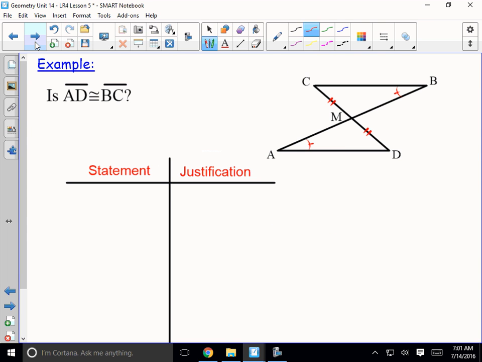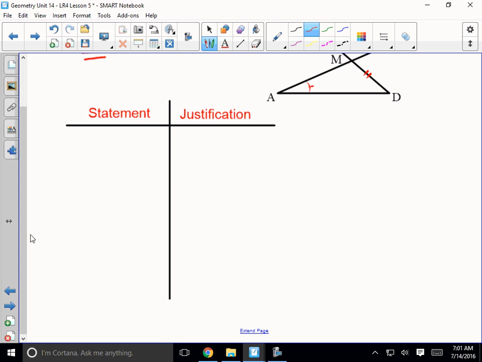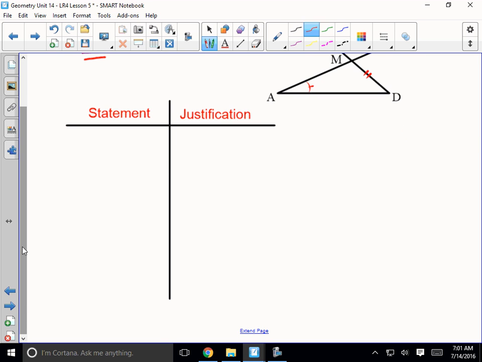So let's look at one more of these. Once again, what we're trying to prove is that two side lengths are congruent. We're trying to prove that AD is congruent to BC. So that is our very last entry.